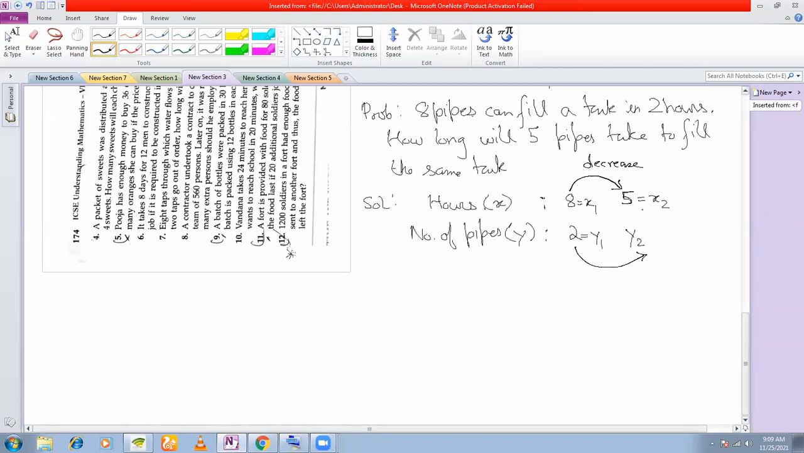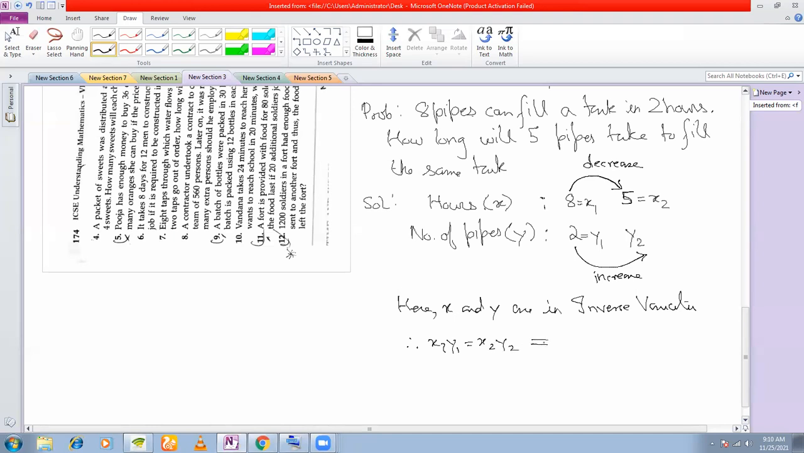The number of pipes should increase because you are reducing the number of hours, so you need more pipes to fill. So from 2 hours, it should be an increase, right? So what can you say? Here X and Y are in inverse variation, right? So therefore, what can you say? X1 Y1 must be equal to X2 Y2.